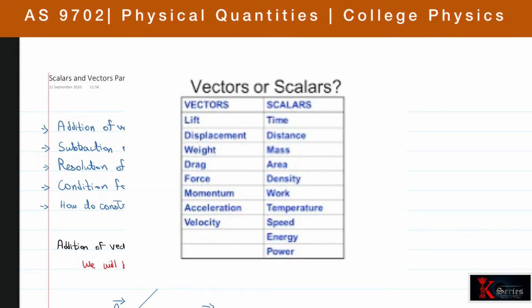For example, scalar quantities include time, distance, mass, area, density, work, temperature, speed, energy, and power, because we know that these quantities have a magnitude but there is no direction, right? There is no direction of time, there is no direction of mass, there is no direction of area or density or whatever, right? However, when we go through the list of vectors, they include displacement, weight, force, momentum, acceleration, and velocity. And we know that all of these quantities not only have a magnitude but they have a direction as well. So the difference between scalars and vectors is that scalars only have a magnitude and no direction, whereas vector quantities have a magnitude and a direction as well.